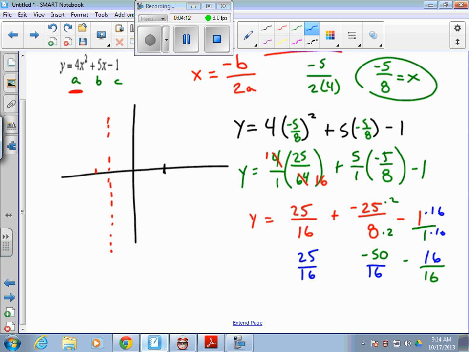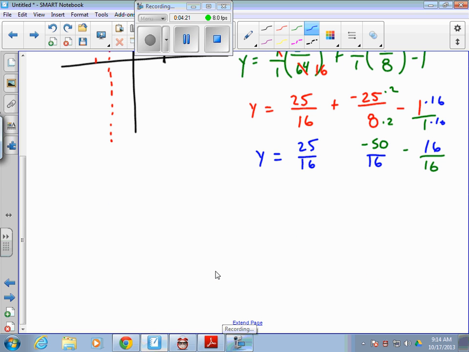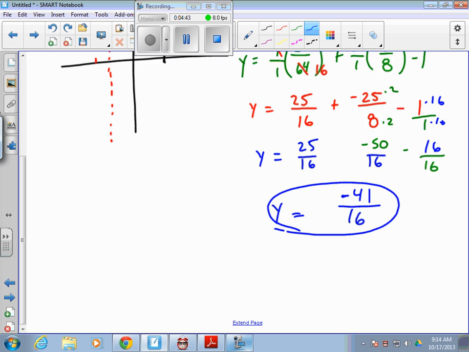Even though we have a lot of what we like to call ugly numbers right there, they'll actually work out okay for us. Watch and see what happens. Leave your common denominator the same. Leave 16 at the bottom and just add straight across. 25 minus 50, which means plus a negative, is negative 25. And negative 25 minus 16 is going to be negative 41. So we have negative 41 over 16 as your value for y.